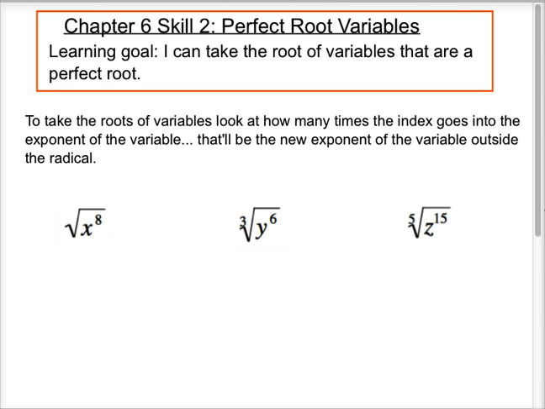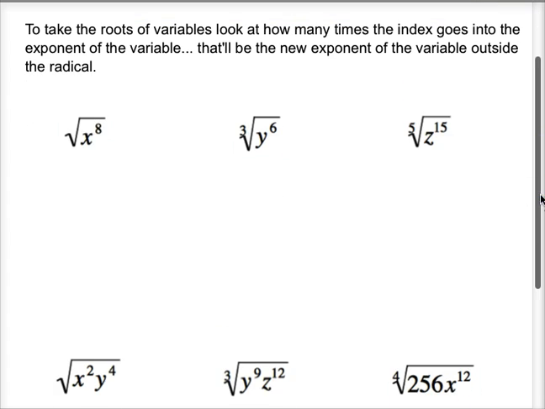Now, when you're talking about variables inside of a radical, what you need to look at is the exponent, and specifically, how many times can the index go into that exponent? What I mean by that is in this first one, remember the index isn't written. It means that it's a 2. So, how many times can 2 go into 8? Well, 2 can go into 8 4 times. So that 4 becomes the power of my variable outside of the radical.